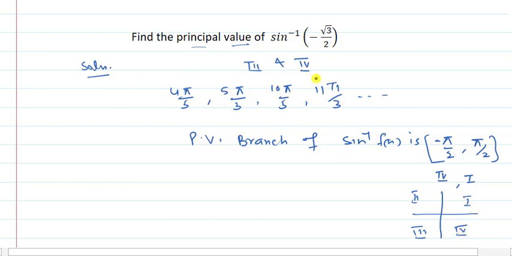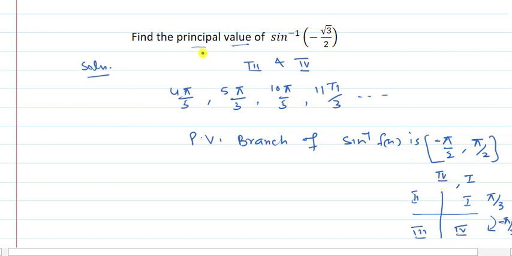So one way of moving to the fourth quadrant is by adding to the angles, and another way is to take the negative of the angle. Meaning if in the first quadrant we are taking pi upon 3, here we can take minus pi upon 3. So sine pi by 3 has a positive value, whereas sine minus pi by 3 has a negative value. So here we need to move to the fourth quadrant.